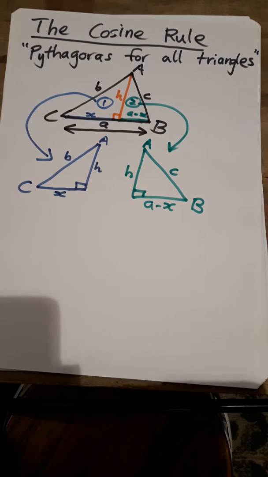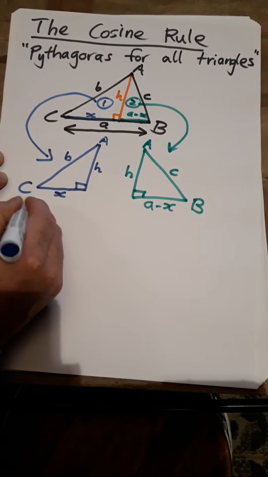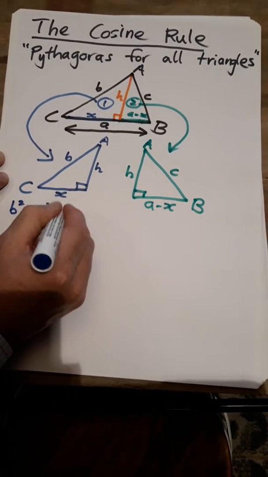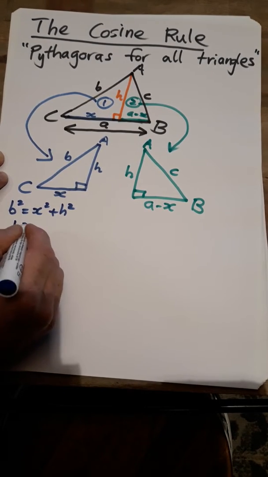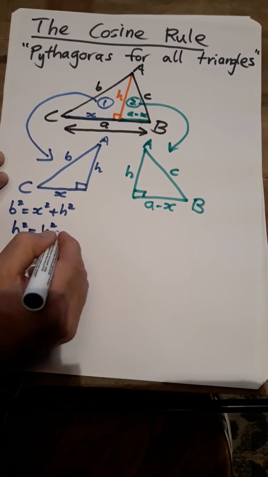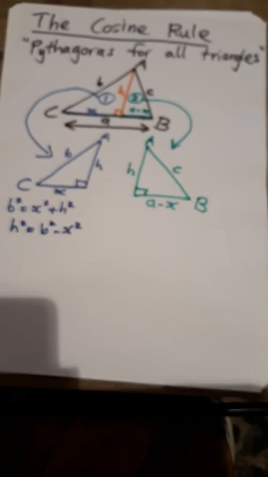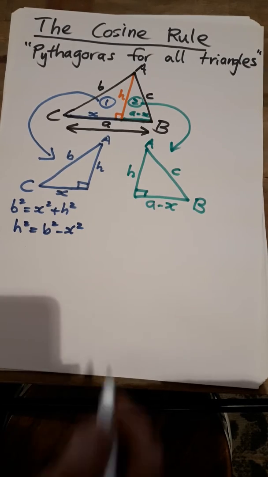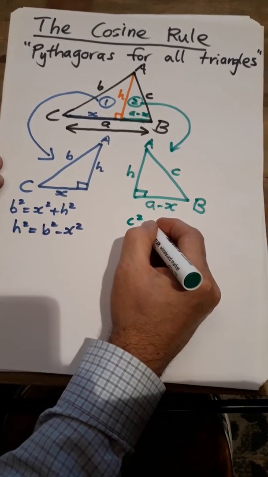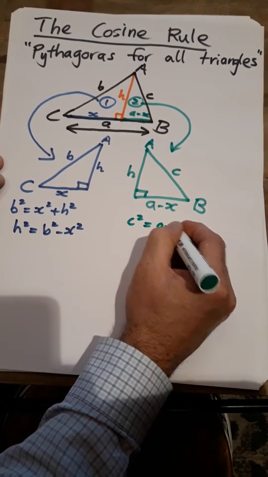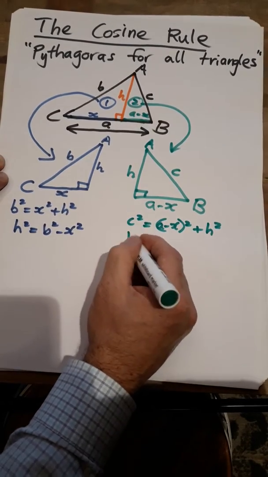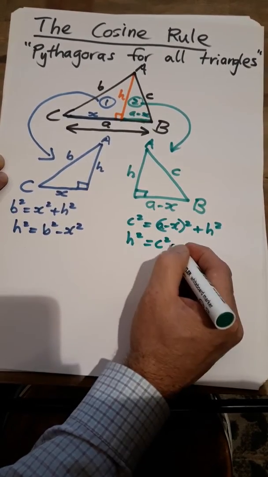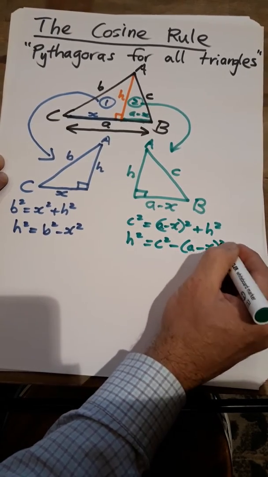I'm going to do a bit of the old Pythagoras' theorem on both triangles. I'm going to say that b squared equals x squared plus h squared. So rearranging that, I get the fact that h squared equals b squared minus x squared. I'm going to go across to this green triangle and do the same. C squared, the hypotenuse, equals a minus x squared plus h squared. So rearranging that, I get h squared equals c squared minus a minus x all squared.